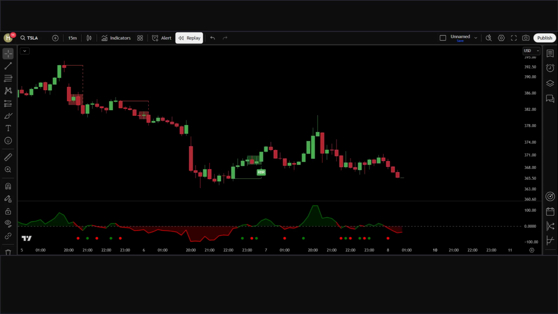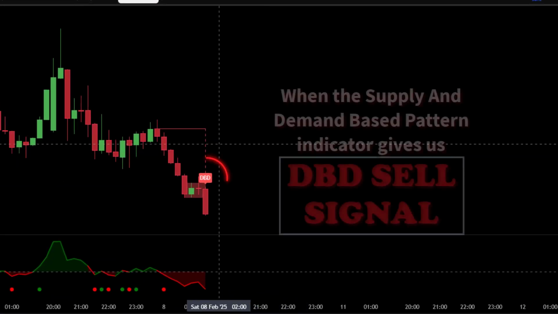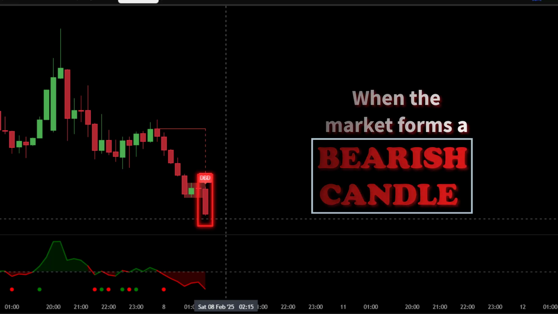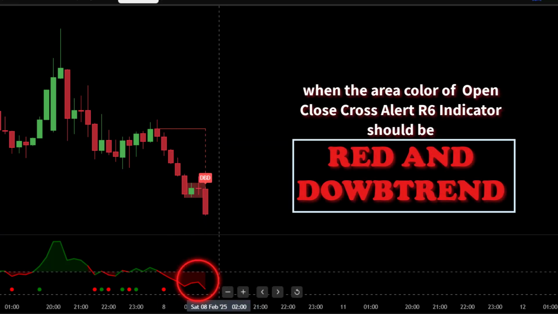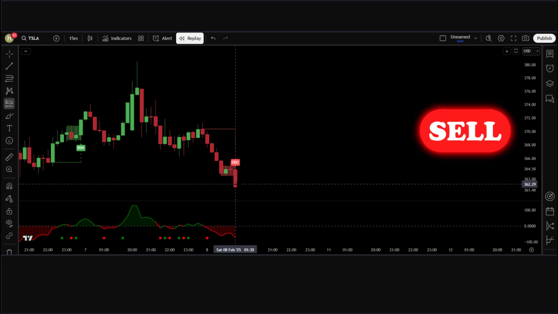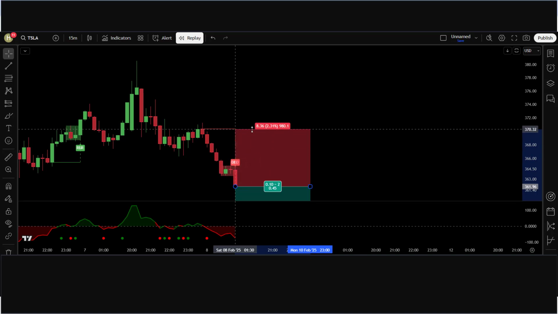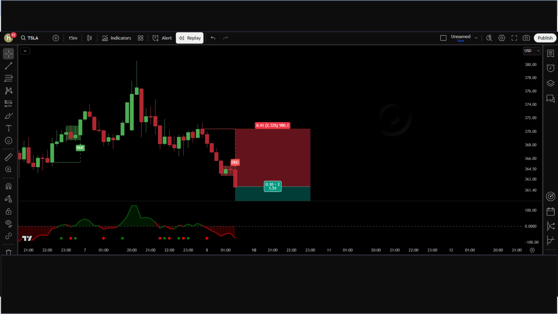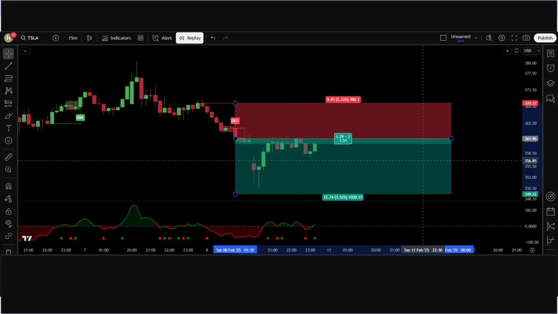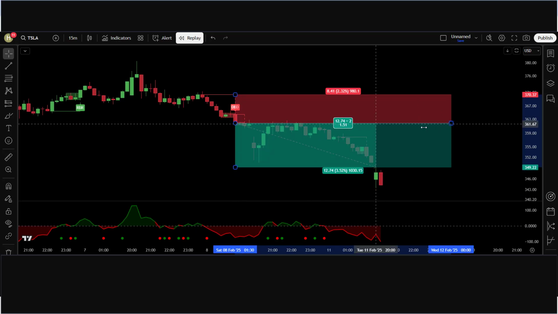Now, let's understand the concept where we will take buy and sell trades based on their conditions. When the supply and demand based pattern indicator gives us DBD sell signal, when the market has formed a bearish candle, and when the area color of Open Close Cross Alert R6 indicator is red and downtrend, if this condition is fulfilled, then we will place a sell order. Our stop loss will be placed at the bear line of supply and demand indicator. And the risk to reward ratio will be 1:1.5. The market has completely hit the target.